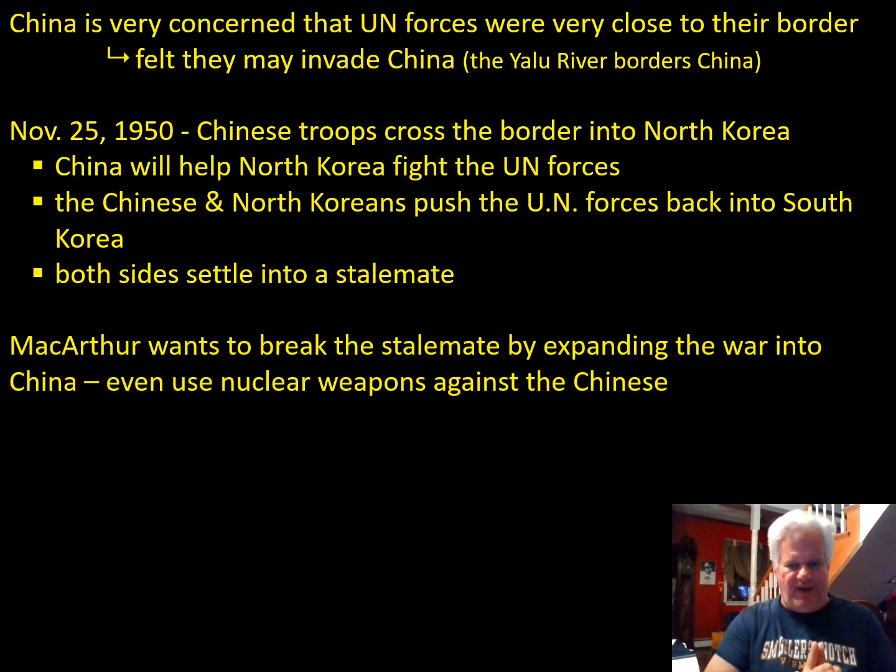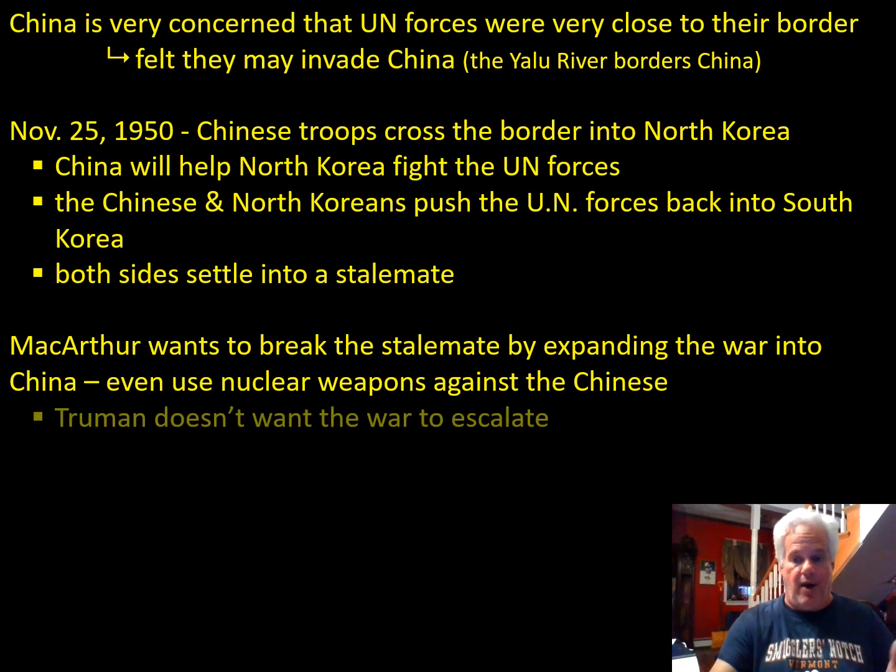MacArthur's not happy with a stalemate. He wants to break it by expanding the war into China. He even suggests using nuclear weapons against the Chinese. Now, Truman doesn't want the war to escalate, especially with nuclear weapons. We could have World War III and Russia could get involved. Right now, as you know, it's exploded its first atomic bomb, so it's developing weapons. So Truman doesn't want to do this. He tells MacArthur no.